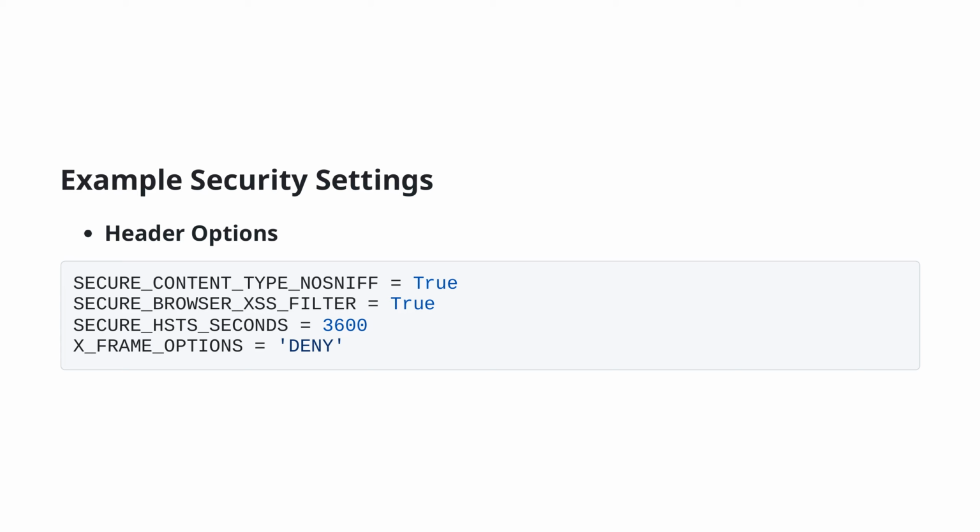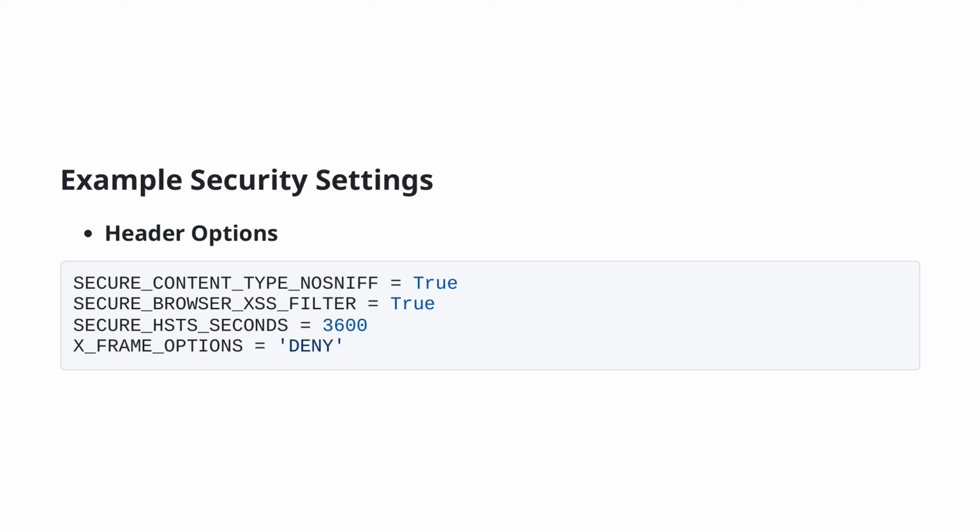Next, we have SECURE_BROWSER_XSS_FILTER, also set to True. This enables the cross-site scripting XSS filter built into most modern browsers, helping to prevent XSS attacks by sanitizing user inputs. The SECURE_HSTS_SECONDS option we set to 3600. This configuration instructs browsers to only communicate with your site over HTTPS for the specified number of seconds, adding another layer of security by enforcing secure connections.